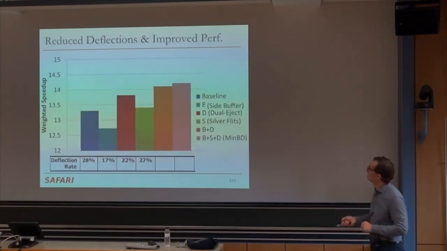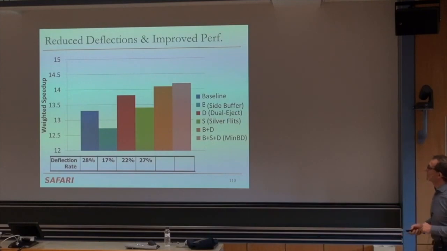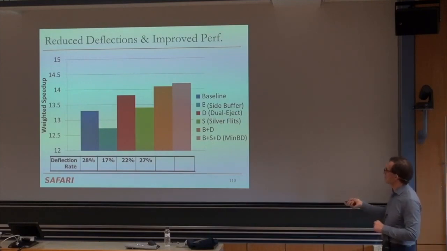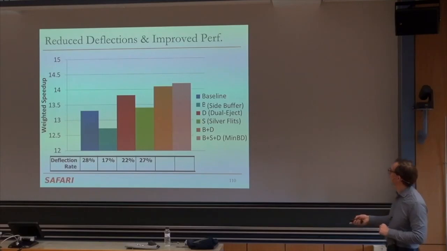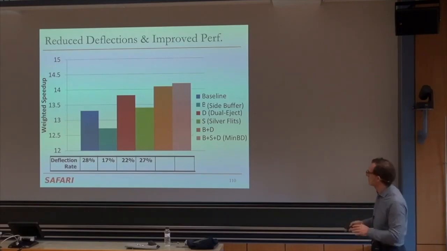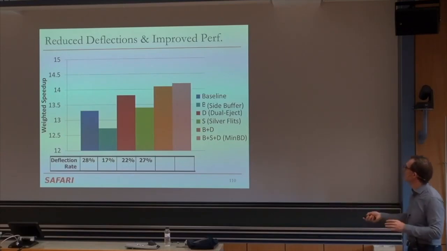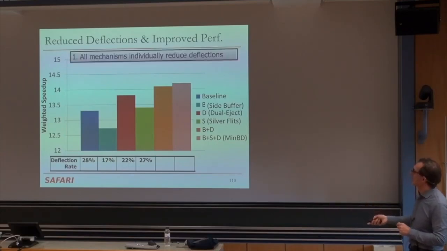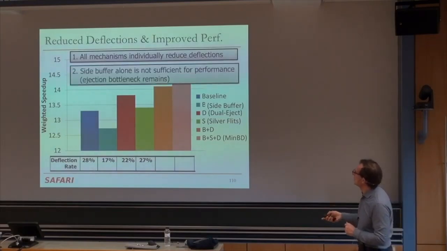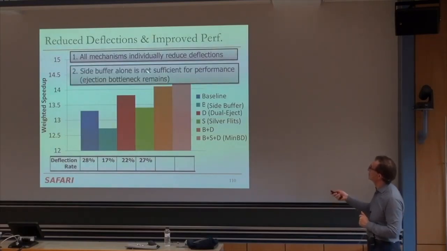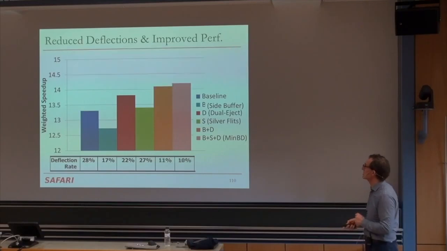Okay, so let's take a look at the deflection rates and performance over here. This is weighted speedup averaged across all workloads, baseline. If you add a side buffer, I'm not going to go through this in detail. You can read the paper. But basically, you reduce the deflection rate if you add a side buffer, but your performance also reduces. All mechanisms individually reduce deflections, as you can see over here. Side buffer alone is not sufficient for performance because the ejection bottleneck actually remains.